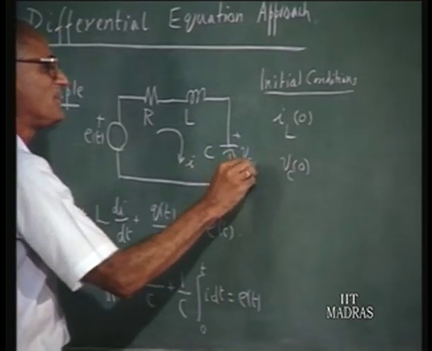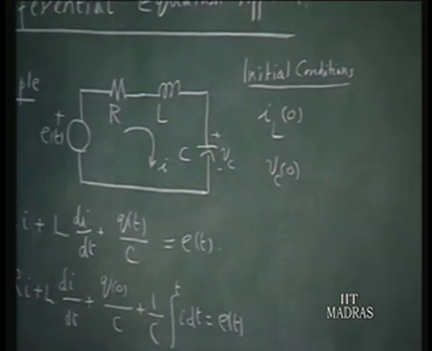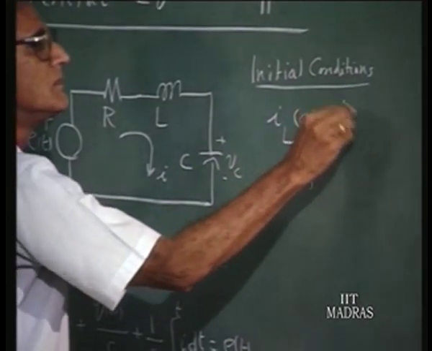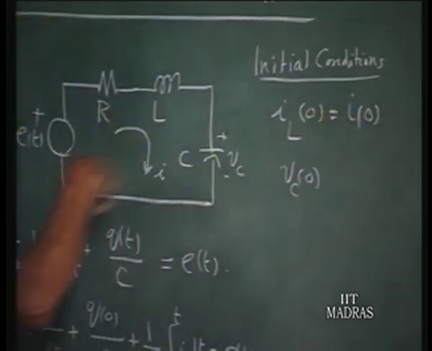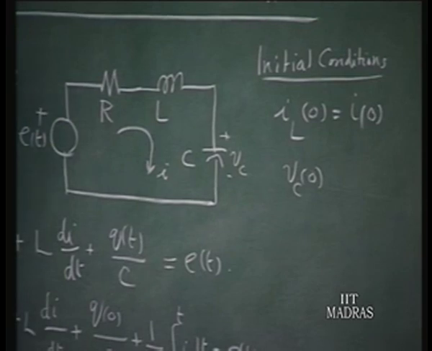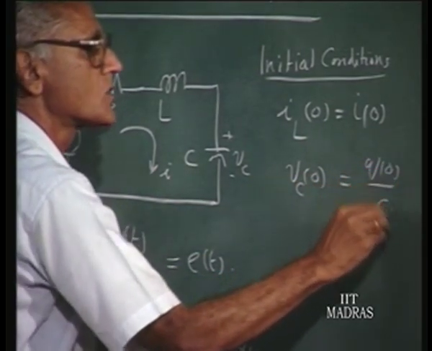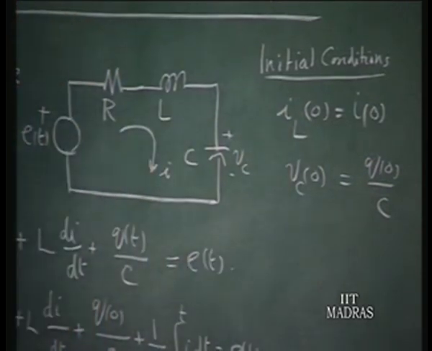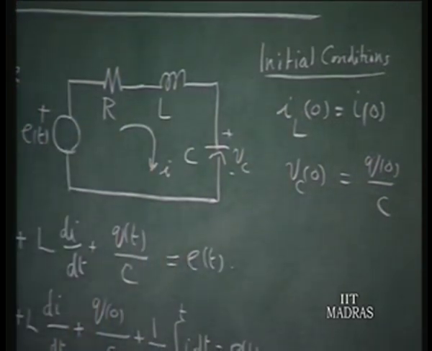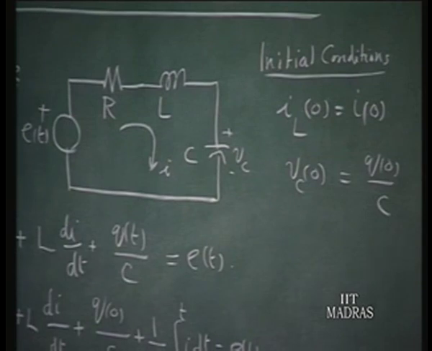This is VC. IL0 is the same as I0 because after all the same current is flowing through the inductance also, VC0. This is Q0 over C. So the knowledge of these two initial conditions is required in order to solve this differential equation.